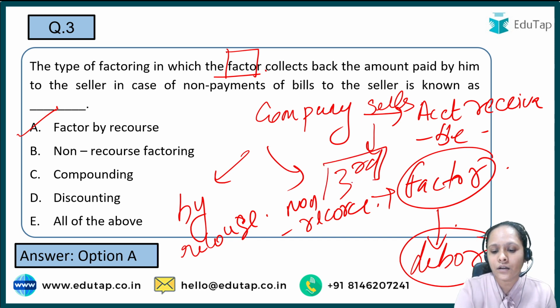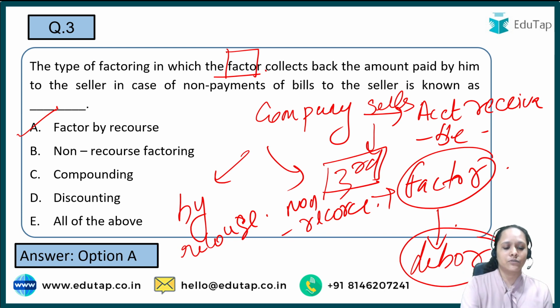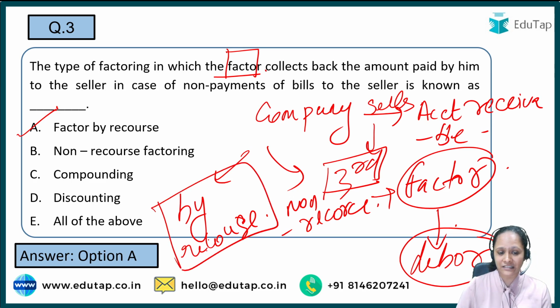So we'll see, the statement says that that type of factoring jahan pe jo factor hai, the third party can collect back the amount paid by him to the seller in case of non-payments of debt, those are known as factoring by recourse. Let us understand in detail.